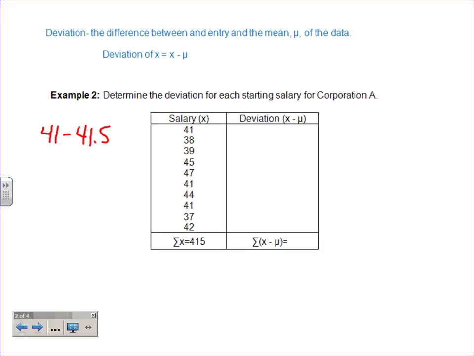So we're going to do that, correct? This is x minus mu for the first entry, right? Because you just told me that mu was 41.5. You just figured that out for this data. And so you have to subtract, and that answer is negative 0.5, right, in this case? Next one's also going to be negative. It's going to be negative 3.5. Okay, and why don't you go ahead and finish those up quick?